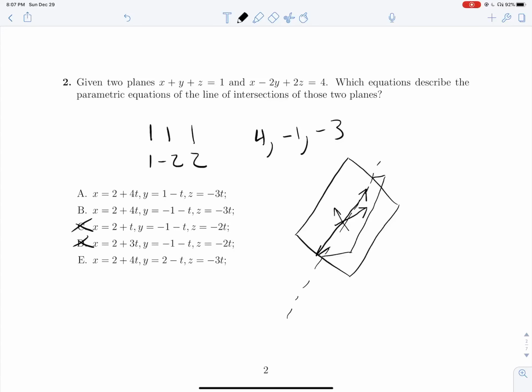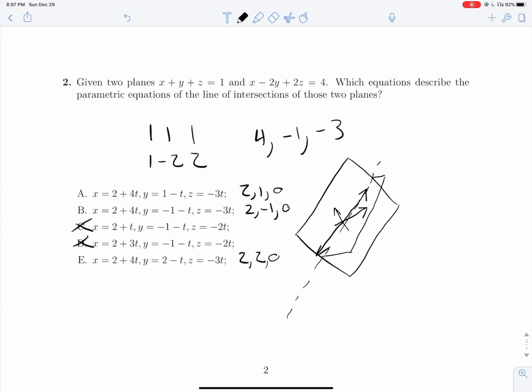Then all we need to do is see, for t equals 0, if these expressions satisfy the equations of the planes. So when t is equal to 0, our x, y, and z coordinates for A will be (2, 1, 0). For B, we will have (2, -1, 0), and for E, we'll have (2, 2, 0).